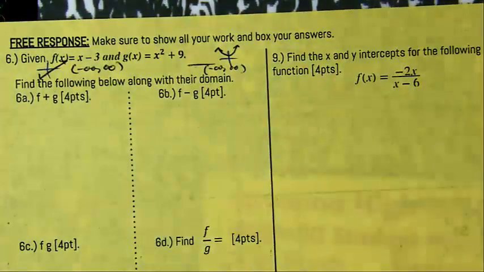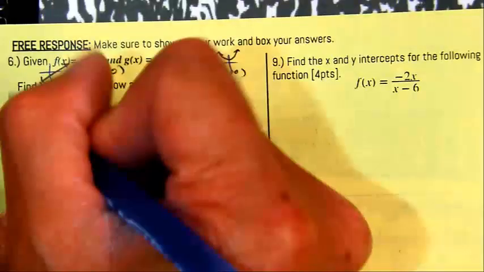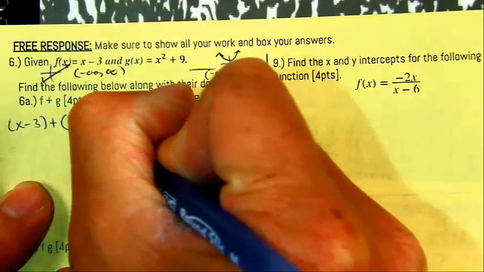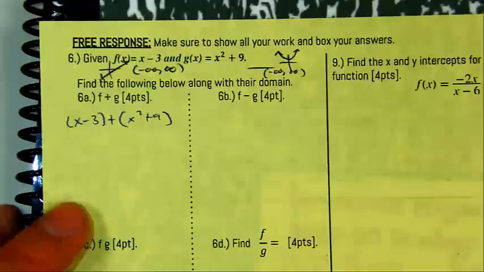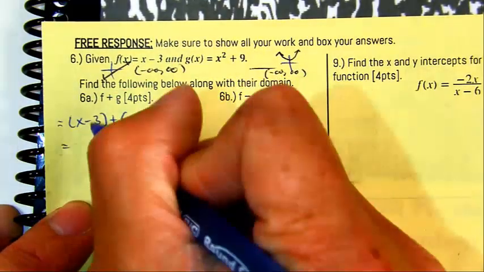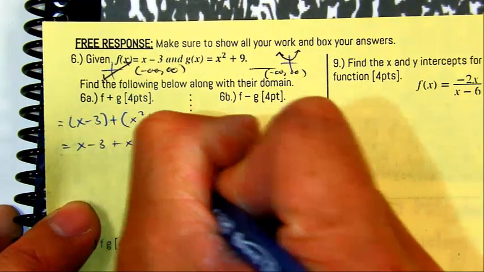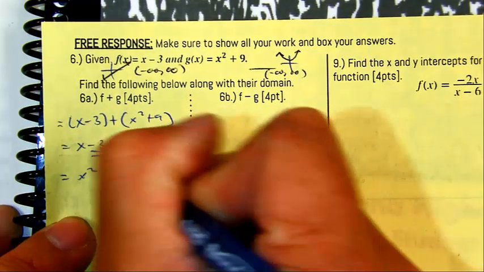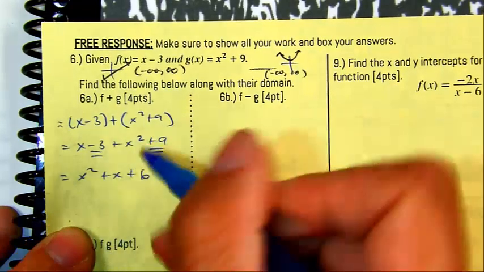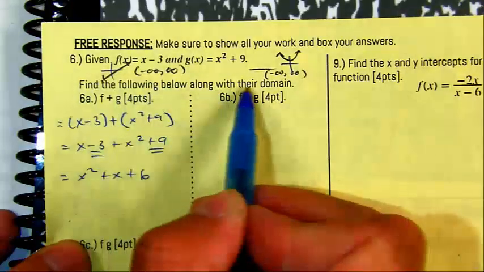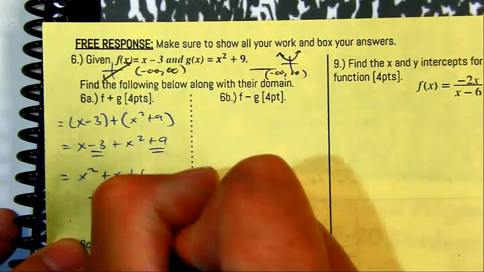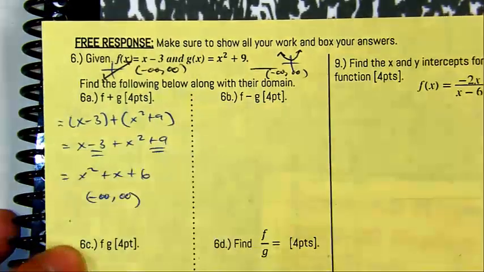Okay, so when I add these, f plus g, I just have x minus 3 plus x squared plus 9. And then from there, I'm just going to drop the parentheses because I don't need them. And at the same time, I can also combine like terms. So there I'm going to have x squared plus x, and negative 3 plus 9 is plus 6. And then it says find the following below along with their domain. So if I look at which one's the most restrictive, the answer is it's the same. So negative infinity to positive infinity, in parentheses, and then this would be my answer.